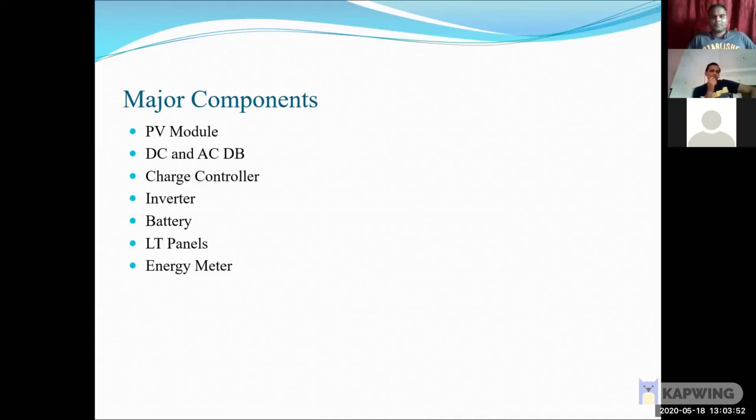Then the next component is DC and AC DBs, junction boxes. Sometimes we call them junction boxes, sometimes DBs. In a few companies you will hear JB, and a few people say DB. So what is DC and AC DB? I will explain it in the single line diagram.